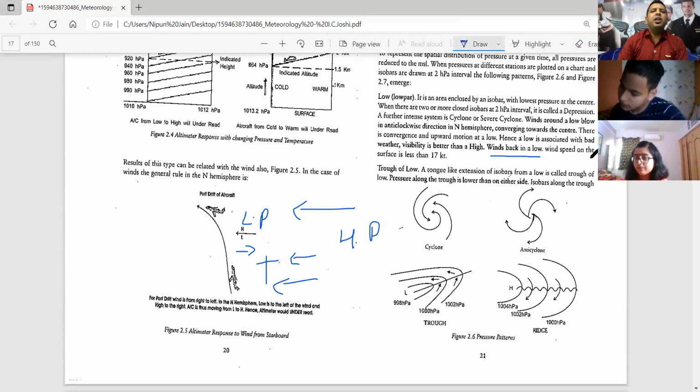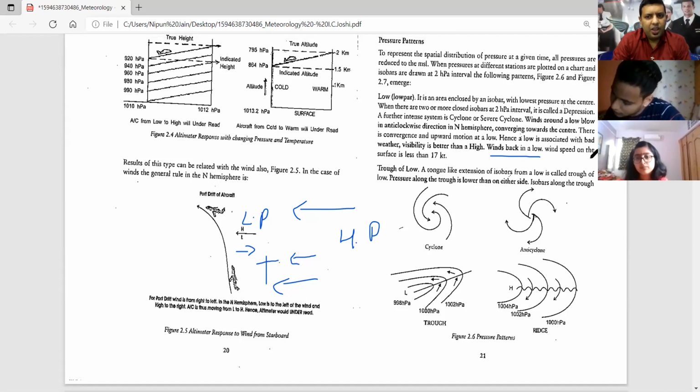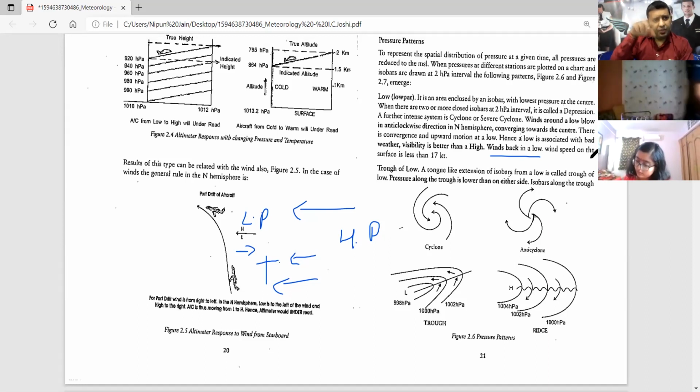Okay, and wind veers, V-E-E-R-S, wind veers in a high. So what is backing? Backing is this anticyclonic flow. Anticyclonic flow of air is also called backing. And cyclonic flow, which is in the anti-clockwise direction. This anti-clockwise direction movement is called backing. And this clockwise direction movement is called veering.